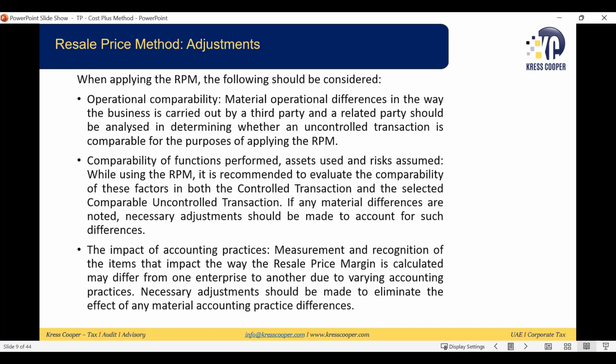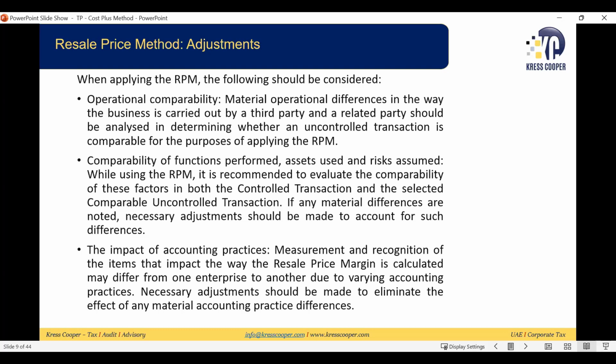Again, the impact of the accounting practices has to be also seen. It could be that the recognition method for cost under one company might be different from that of the other company. So if we are comparing with a third party or a related party, we need to see whether they are using the same accounting policies and practices or not.